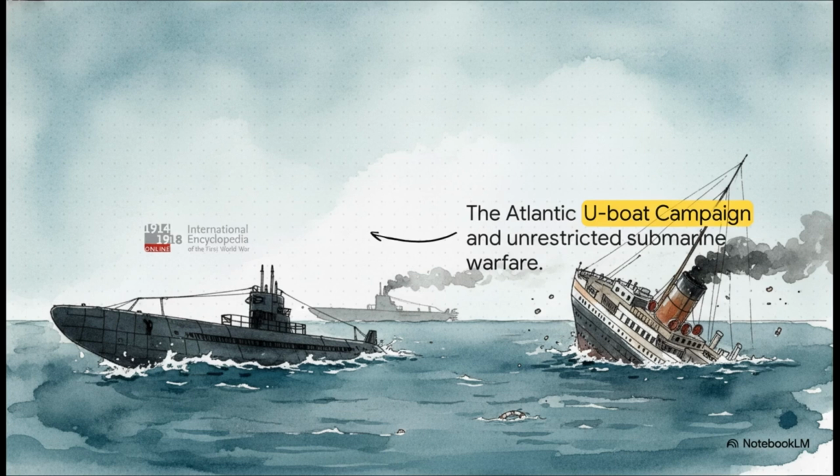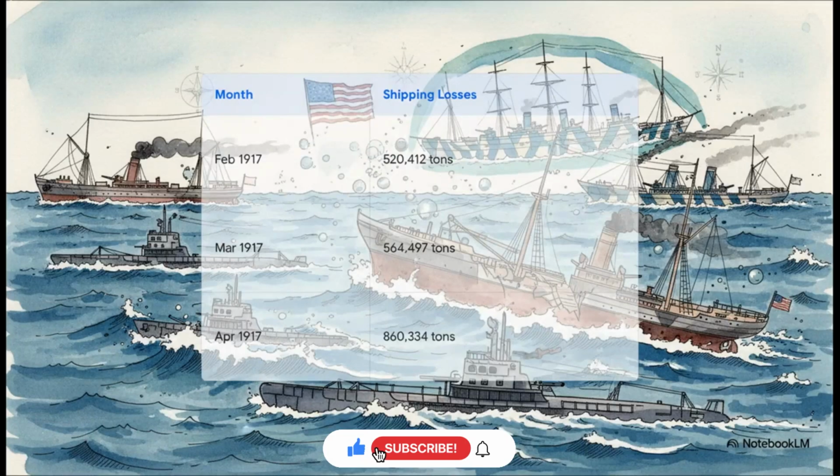This radical shift led to the tragic 1915 sinking of the British passenger liner, the RMS Lusitania. 1,198 civilians died, including 128 Americans, which, as you can imagine, severely strained Germany's relations with the neutral United States. Take a look at these numbers.